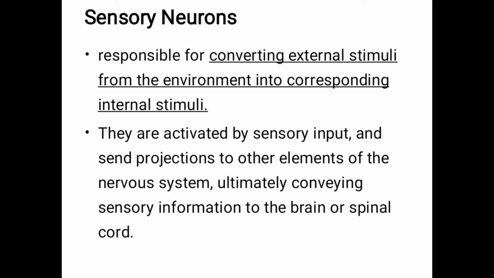That means these sensory neurons carry impulses from the sensory receptors, which are found all over the body, to the central nervous system. That means to the brain and spinal cord. A sensory neuron has the same basic structure as that of a motor neuron, but it has a long dendrite and an axon which is shorter than the dendrite.